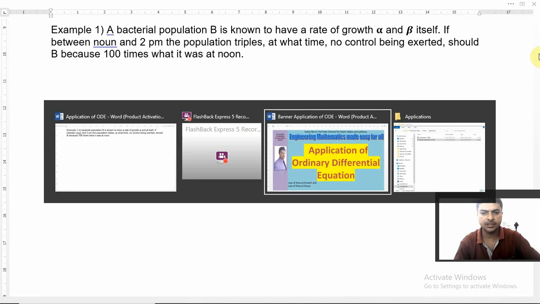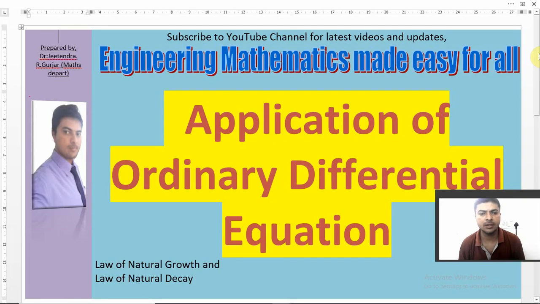Before that we can see today we have started with the application of ordinary differential equations, which is on the screen. Here we can see today I'm going to teach you the law of natural growth. In my next video I'm going to teach you the law of natural decay.